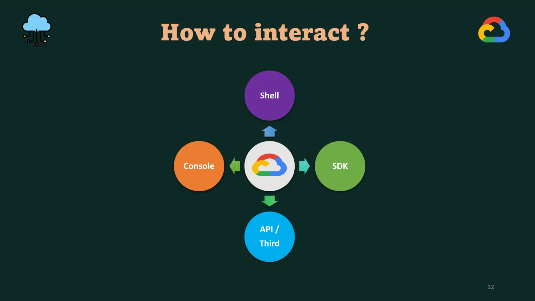Many third-party tools can be integrated with the Google Cloud resources, maybe for storing data, for editing purposes, or for deployment, monitoring, or debugging. Any activity they want to do, they can also do it, guys. So these are all the four methods to interact with the GCP services.